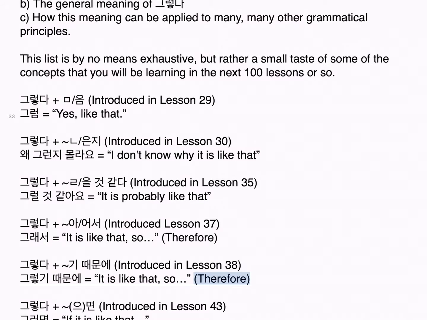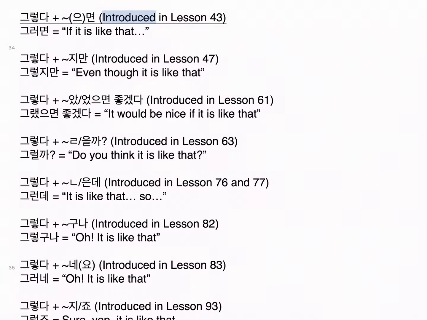그렇다 plus 면, introduced in Lesson 43. 그러면. If it is like that. 그렇다 plus 지만, introduced in Lesson 47. 그렇지만. Even though it is like that. 그렇다 plus 았/었으면 좋겠다, introduced in Lesson 61. 그랬으면 좋겠다. It would be nice if it is like that. 그렇다 plus ㄹ까?, introduced in Lesson 63. 그럴까? Do you think it is like that? 그렇다 plus 는데, introduced in Lesson 76 and 77.